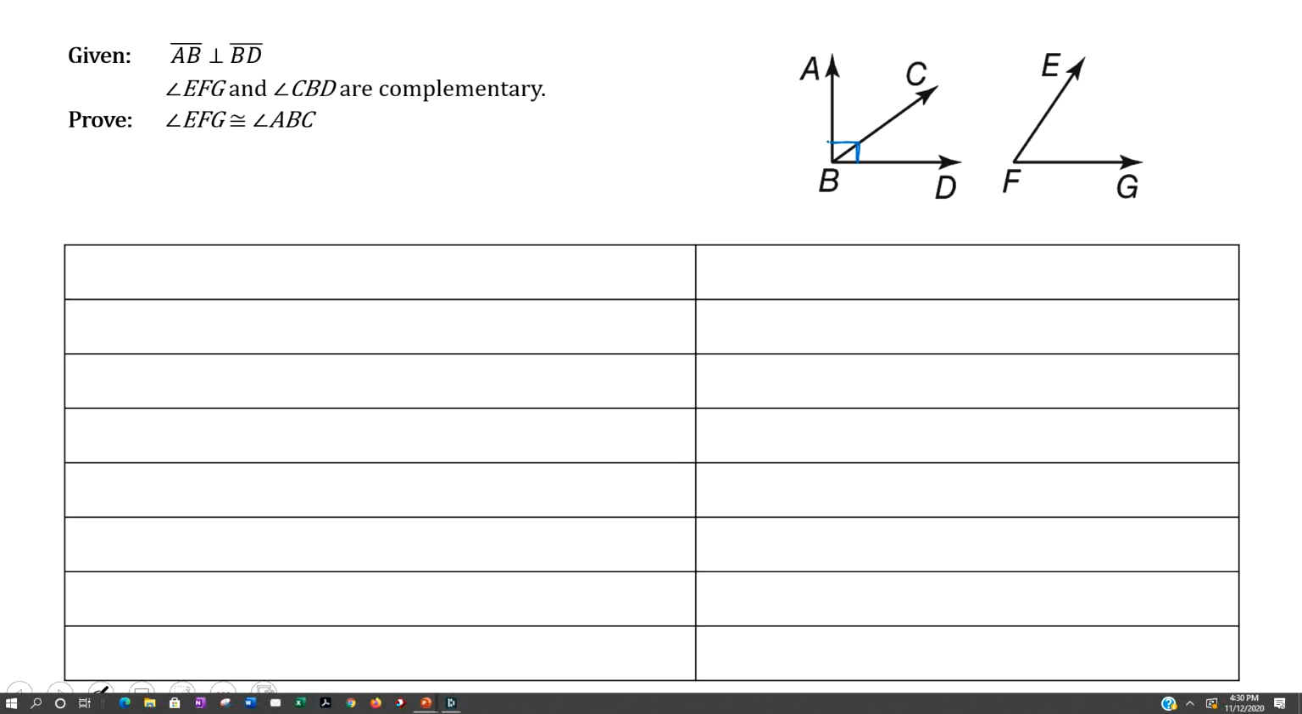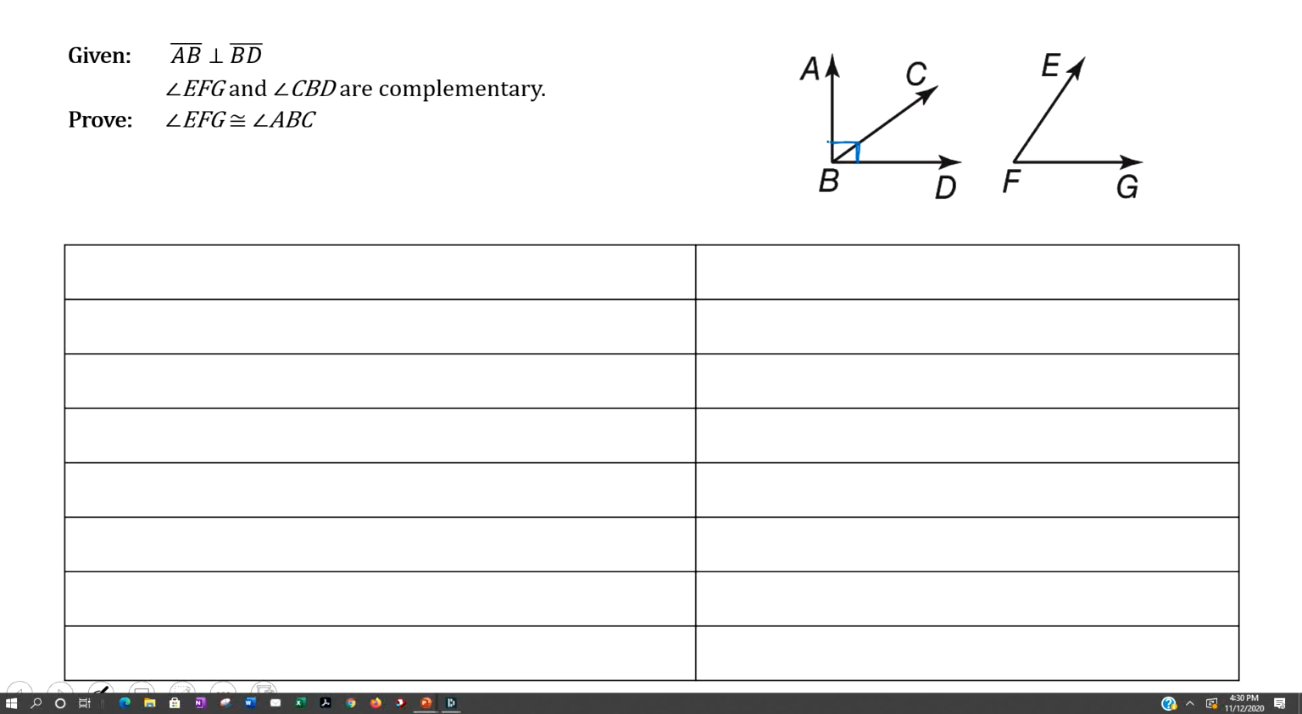We don't have to worry about scale. We're trying to prove that angle EFG is congruent to angle ABC. So we're going to start our proof. We have our statements and our reasons.